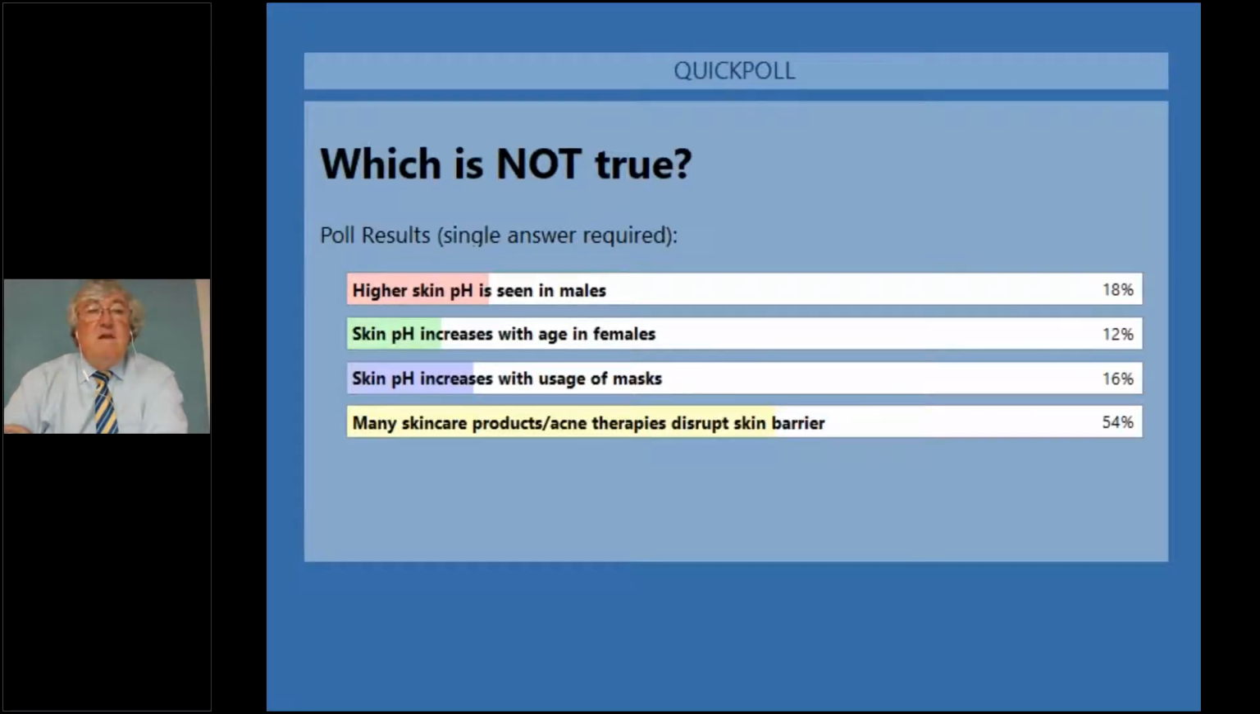Okay, so just to reiterate, skin pH actually increases with age in females. Skin pH certainly does increase with the usage of masks because of the disruption of the barrier. And again, many skincare products and acne therapies disrupt. Skin pH is not higher in males over females, but certainly is higher overall.